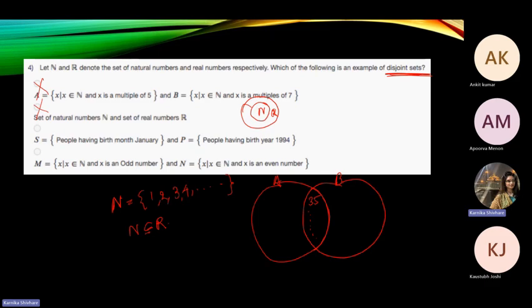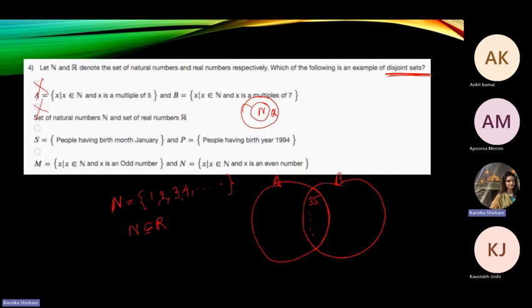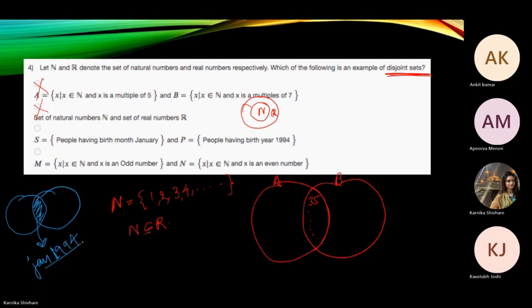Then the third one is S and P. Okay, let me draw S and P. S is people having birth month January and P is people born in 1994. So this is S, this is P. It is very obvious that this section will contain people who are born in January 1994, right? So this is again not a pair of disjoint sets.